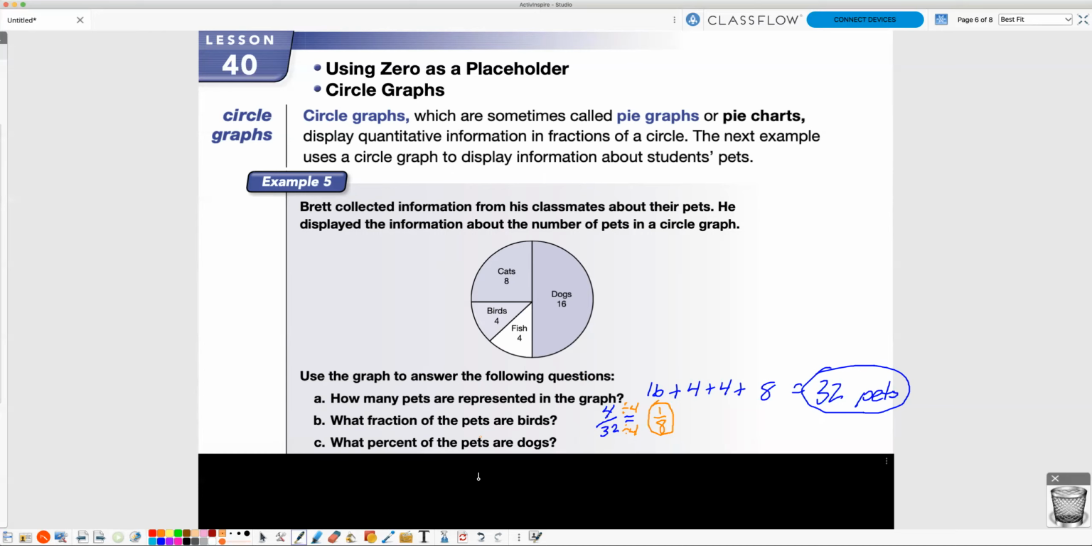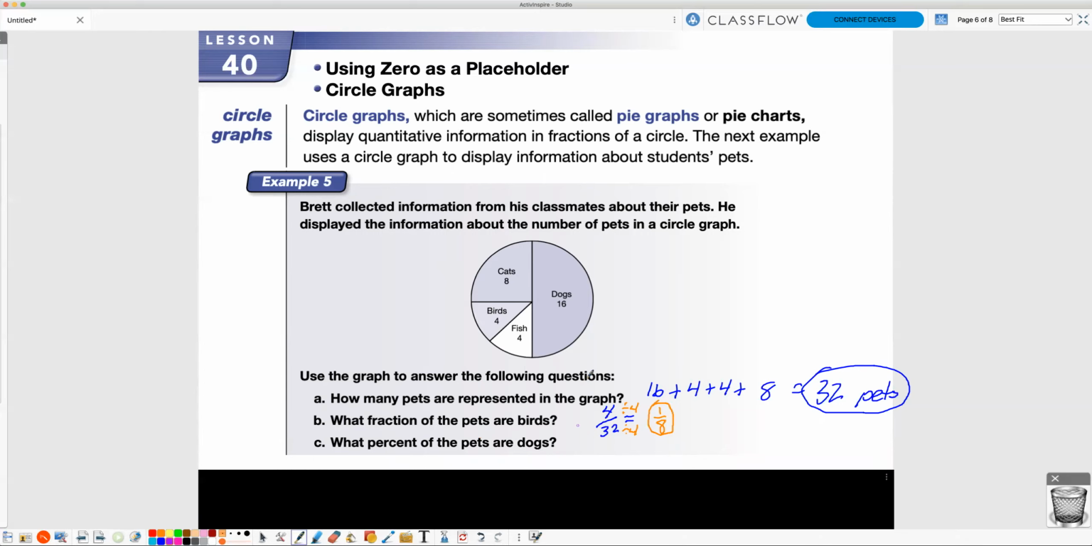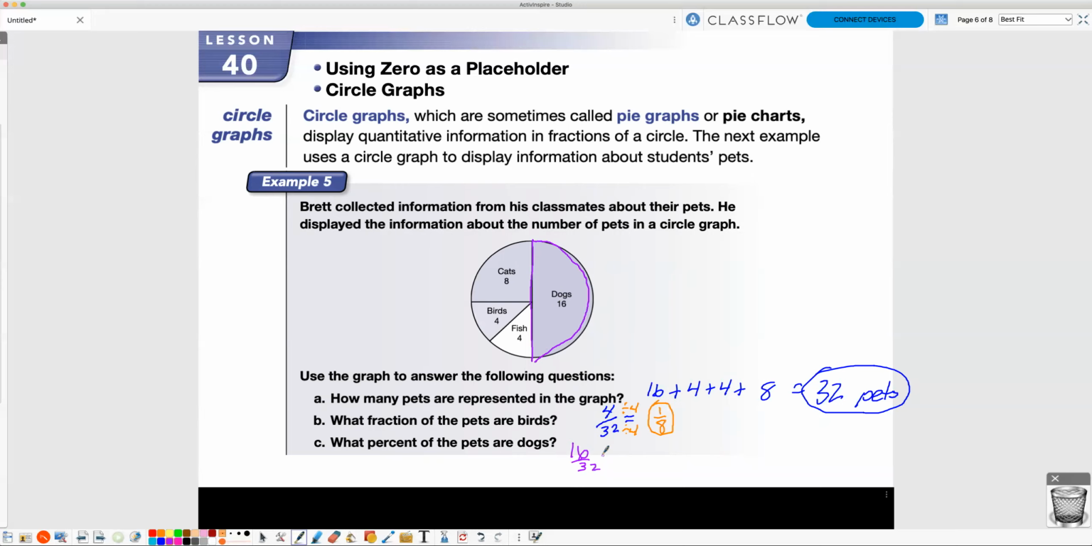And letter C, what percent of the pets are dogs? That's pretty easy to see when you look at it. If you've got your fraction manipulatives still, you can pull those out and look at that. You can see it splits right down the middle here, guys and girls. So that means you've got 16 out of 32 if you really wanted to look at it as an unreduced fraction, but that would reduce to something pretty easy to see, 1/2.